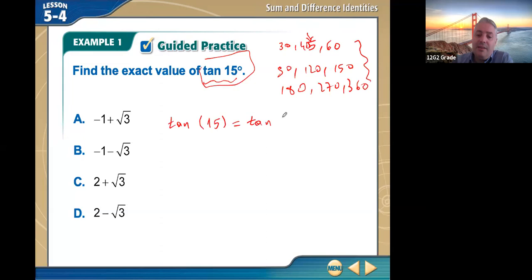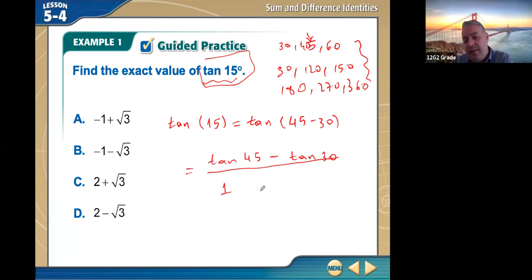Yes, that's it. And then the formula says tangent of 45 minus, so if this is minus, then minus tangent of 30 over 1. Now, if this is minus, in the denominator we put plus. This is the rule. We are memorizing this. Tangent of 45, tangent of 30.